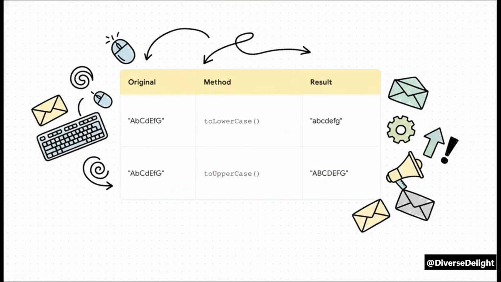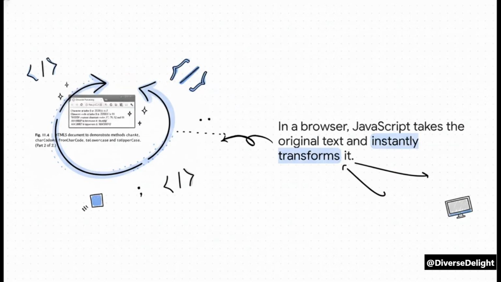One of the most common jobs is just changing the case. Imagine a user types their email with random capitalization all over the place. A developer can just use the lowercase method to instantly fix it, making sure everything works smoothly behind the scenes. Or they can use uppercase to make a headline really stand out. And here's what that actually looks like in a browser. You can see the original messy text, A, B, C, D, E, F, G, is instantly converted into these nice, clean lowercase and uppercase versions. It's simple, it's clean, and it's incredibly useful.